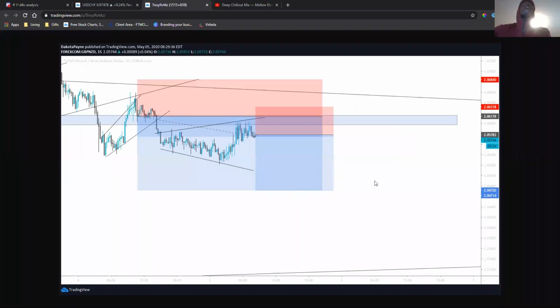GBPUSD. Okay. So far for the week, this is the only setup that actually played out for us, risking 1% on every single trade that we placed. EURUSD has sent us down 2%, USHEF didn't give us anything, and then GBPUSD actually hit take profit this morning.